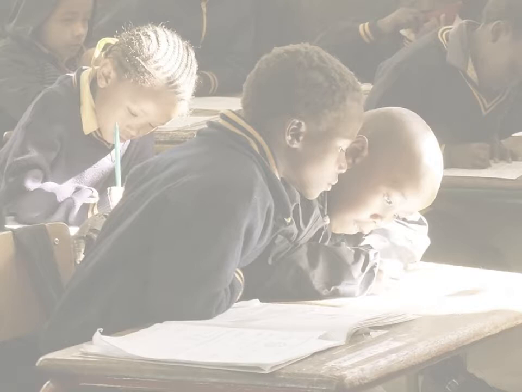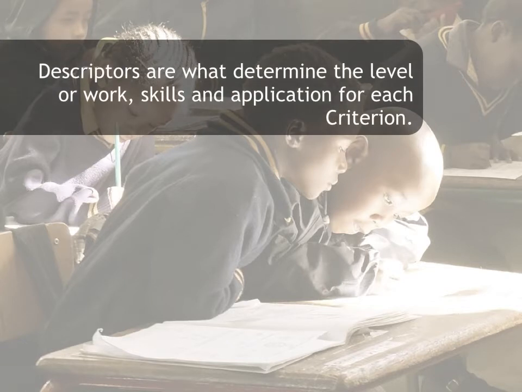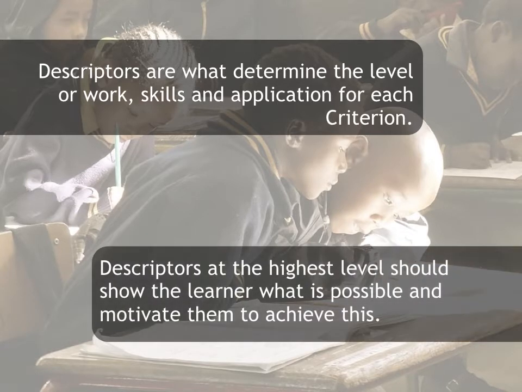Once you've done step 4, you've then created a rubric with descriptors that you know you can assess each criterion with. What do we have to remember? Well, remember that descriptors are what determines the level of work, skills, and application for each criterion. So it's essential to get it right. And then the descriptors at the highest level should show the learner what is possible and motivate them to achieve this. And this is such an effective tool, because if the learners are able to do a task and then take their rubric home and see how they could have achieved a higher level, hopefully next time they do the task, they've got a bit more insight of what's expected of them.